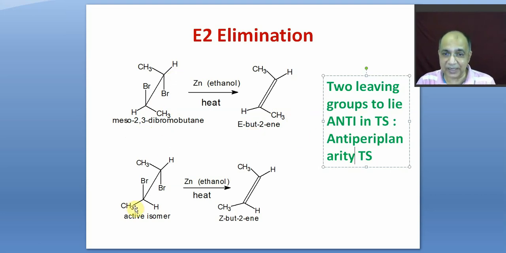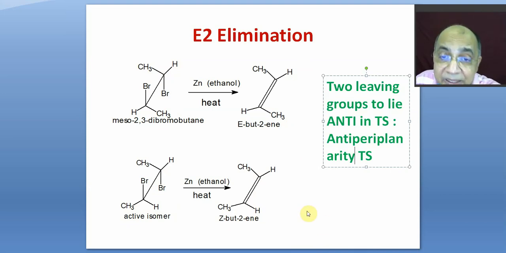But if you take its diastereoisomer, any one of the active forms, if this is RS, supposing this is SS, or you can take RR, its diastereoisomer, you get the cis product. If this is the trans product, this is the cis product. E-butene, Z-butene. These two are diastereoisomers, meso and active. These two are diastereoisomers. So this is a perfect example of a stereospecific reaction.